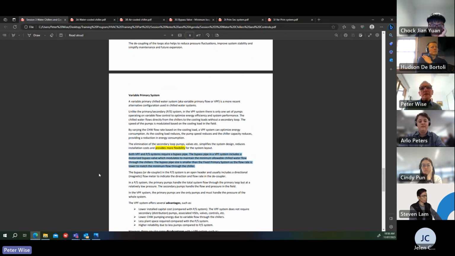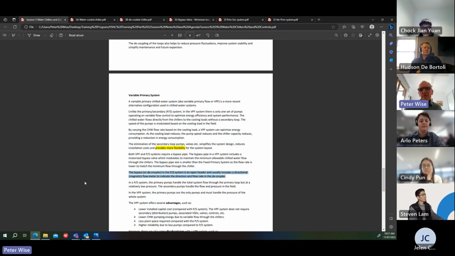The bypass pipe in the variable primary will be smaller than the fixed primary as the flow rate is lower to match the minimum flow through the chiller. So minimum flow through the chiller is the key, okay? In a fixed system and the smaller systems, you'll have to maintain 100% flow through the chiller. But in a variable primary, if you've got a variable flow through the chiller, your bypass can be smaller because the minimum flow will be a lot less.